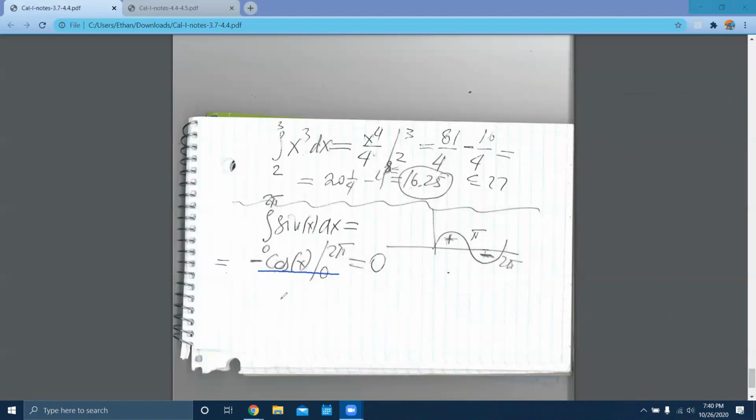Cosine of 2 pi is 1, so it's going to be negative 1, minus cosine of 0, which is 1, negative 1. So it's going to be negative 1 plus 1. It's going to equal 0. Or you can just straight up look at this and say, okay, it's going to be 0 due to symmetry.